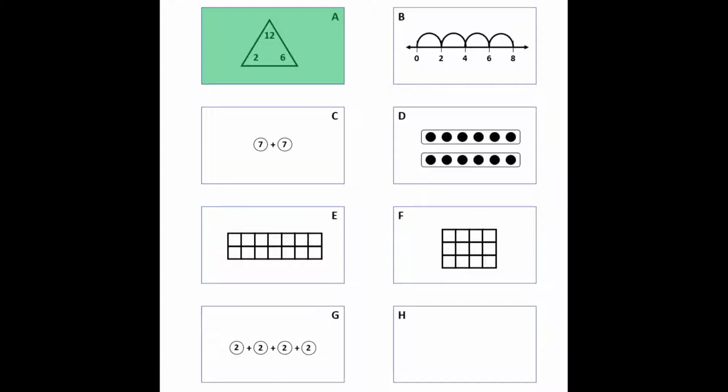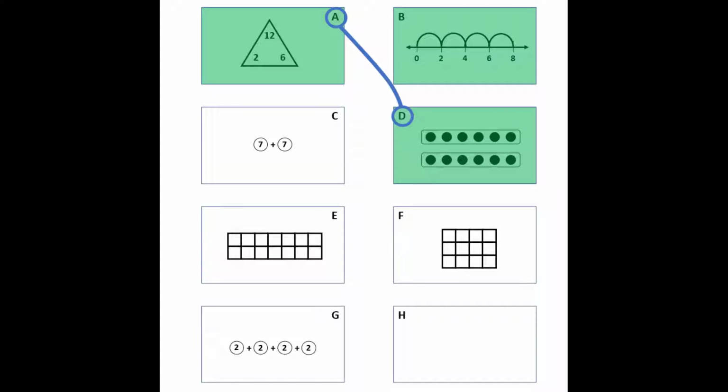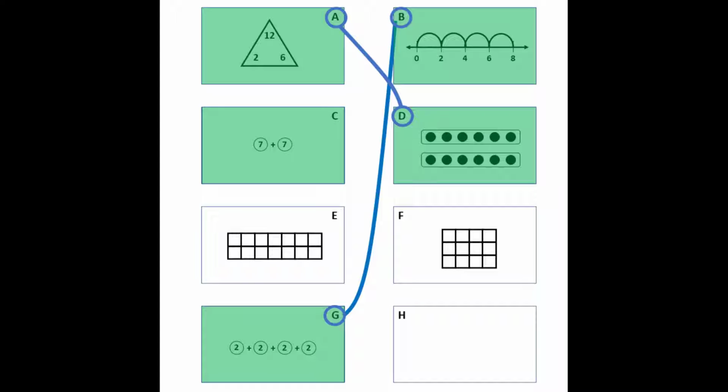A student may notice that 2 times 6 is equal to 12, that this relationship is connected to this relationship where you can see 2 groups of 6. And so these can be connected. Or this representation connects to this representation because they both feature 4 groups of 2. And this representation is connected to this representation because they both feature 2 groups of 7.